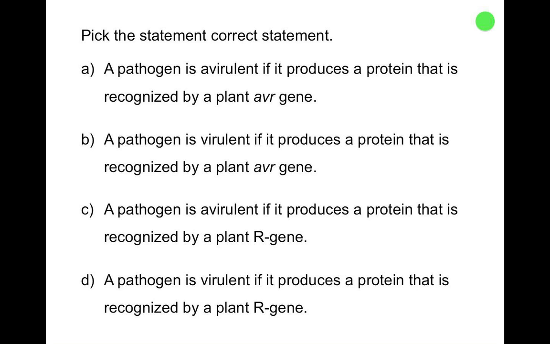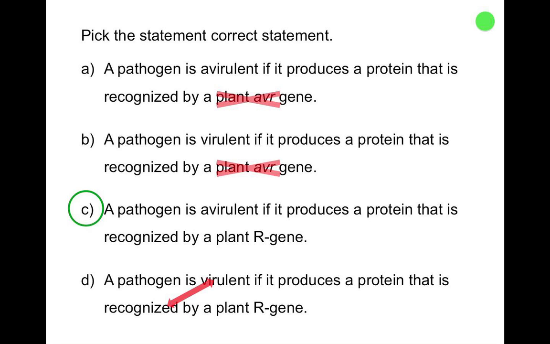All right, so let's look at our choices here. So the first 2 are pretty easy to eliminate because of the problem here that they both talk about a plant AVR gene. And that's wrong. Those AVR genes are the genes that are in the pathogen that allow for recognition. So there's also a problem with D, because here it's the question about the term virulent versus avirulent, right? So here it says that a pathogen is virulent if it produces a protein that is recognized by the plant R gene. Virulent means it will cause disease. And if the plant can recognize it, then it's not going to be able to cause disease. It's going to get the hypersensitive response again instead. And so that's why we end up with C here as the best answer.